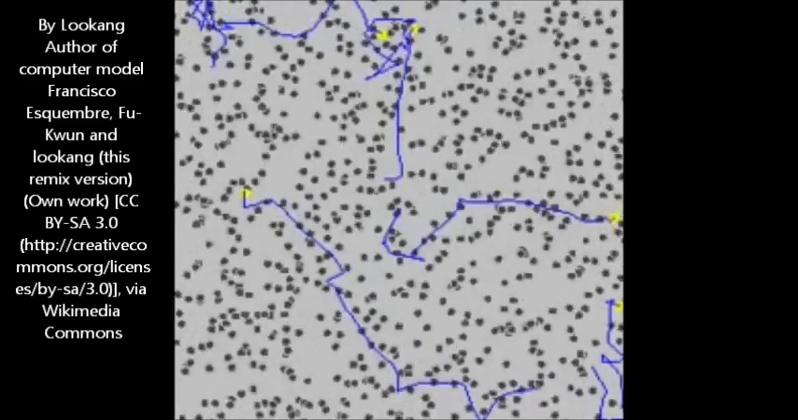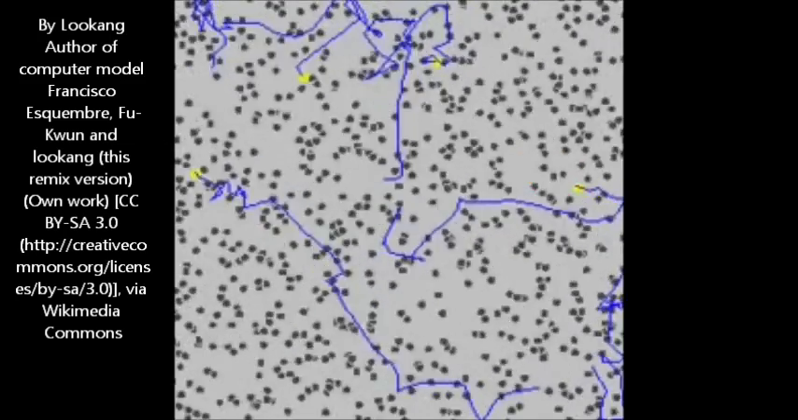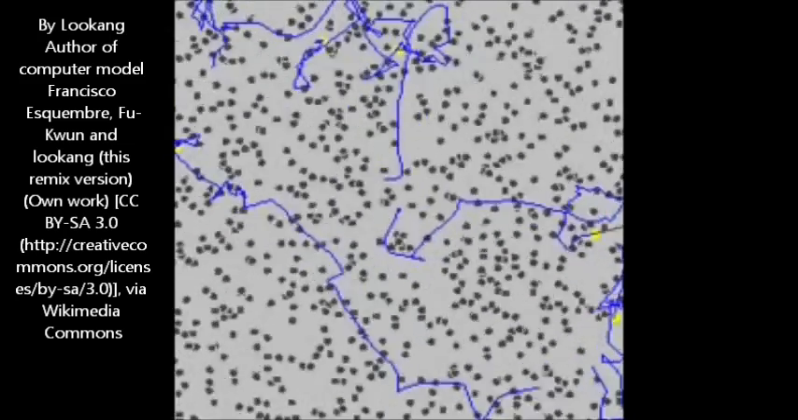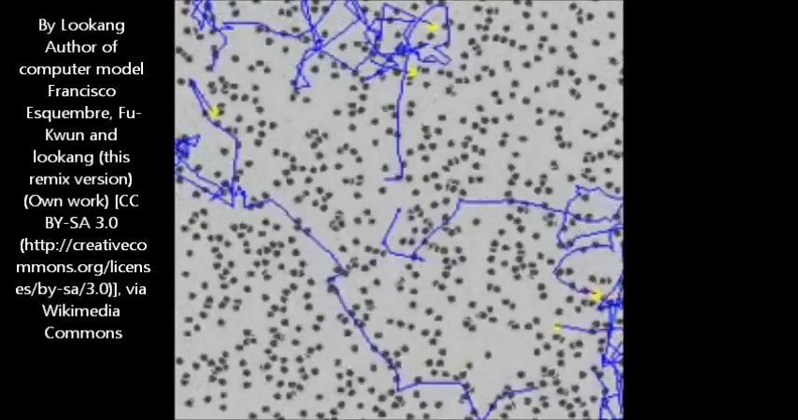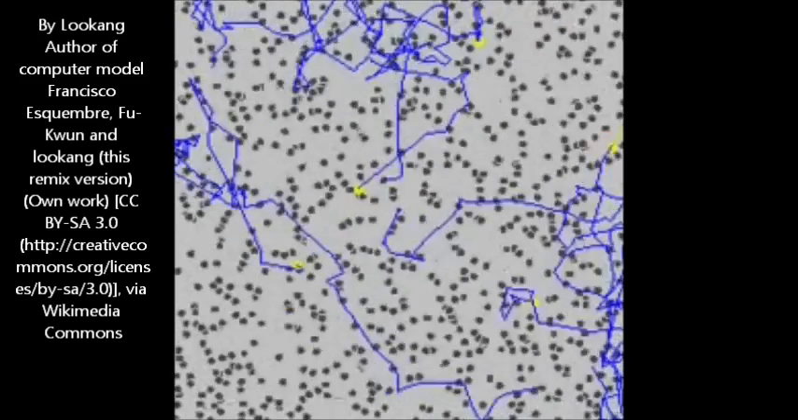The 5 yellow particles leave 5 blue trails of random motion, and one of them has a red velocity vector. You can see that the red velocity vector changes magnitude and direction after each collision.